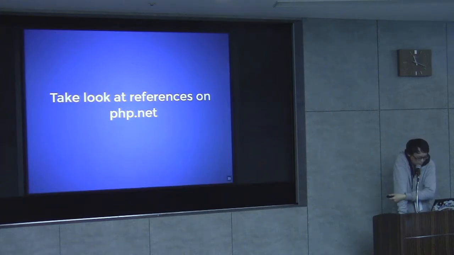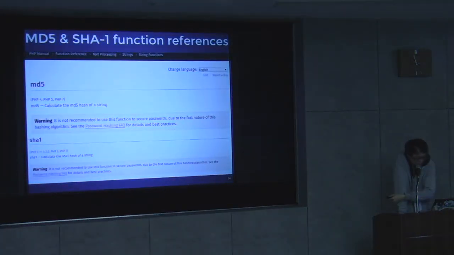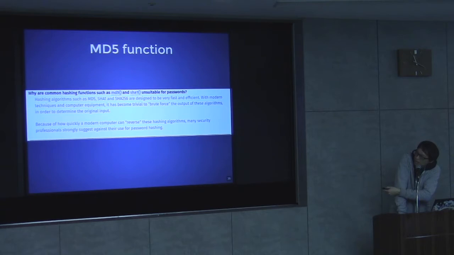Okay, so firstly, we can look at the reference on PHP.net. PHP.net is the official PHP website, and we can look at the function reference about MD5 and SHA-1. So you can look at this picture, the MD5 function reference, and there is a warning message. The warning message says it is not recommended, and you have to use password hash instead, to safely store the password in your database. And that's the reason why you have to use the password hash function instead.